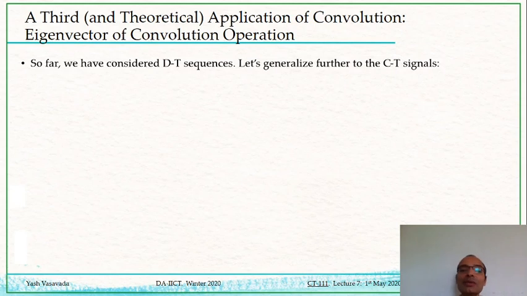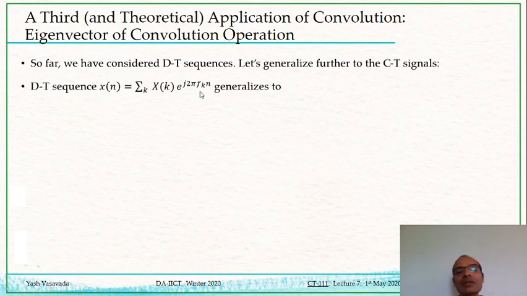What we have done is for the discrete time sequence, obviously it generalizes to the continuous time signals. Remember, in discrete time we have sequences. When we move to continuous time, it becomes signals. It's just the nomenclature that we are using.